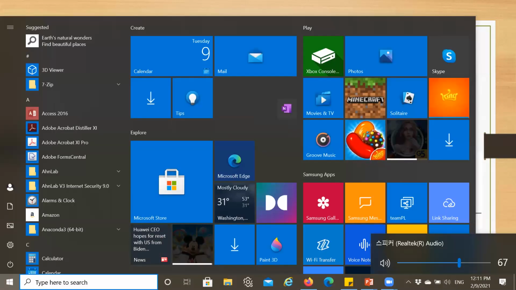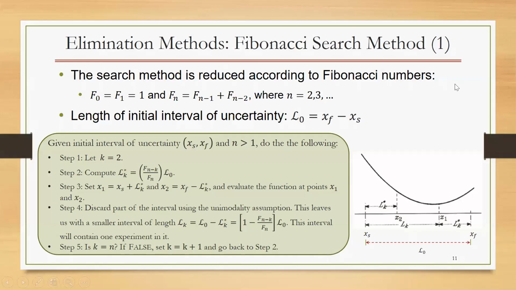So what we basically do is take 2 points at which the function satisfies the unimodality assumption. So we have such a shape, and from these 2 endpoints, we select 2 points located at a distance L star, which is given by the ratio of 2 Fibonacci numbers, F_(n-2) divided by F_n times L naught.